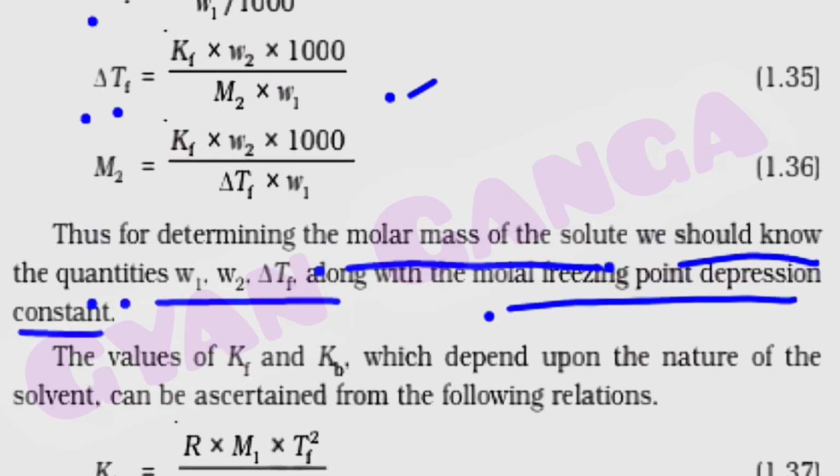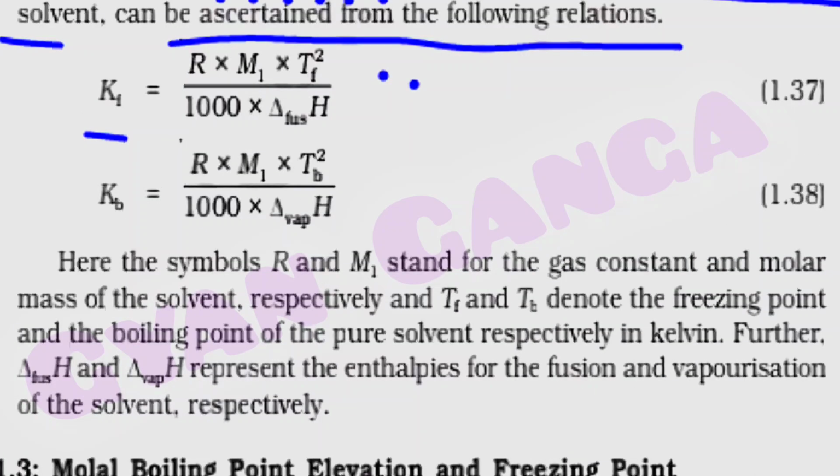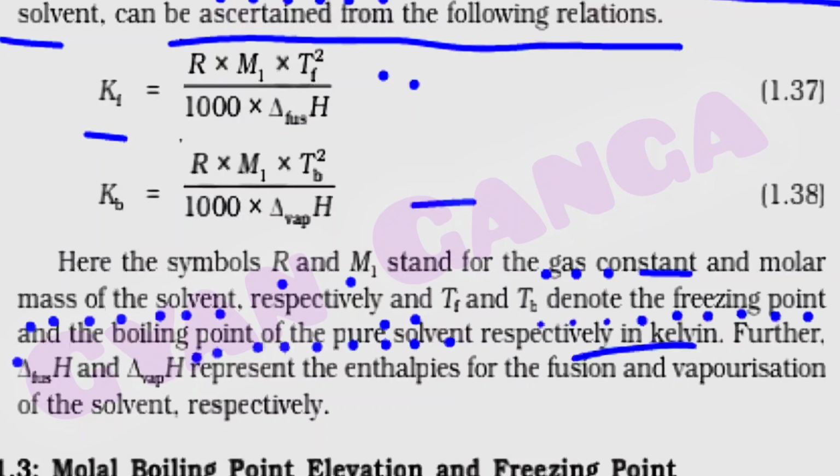The values of Kf and Kb, which depend upon the nature of the solvent, can be ascertained from the following relations. Kf = R × M1 × Tf² / (1000 × ΔfusH). Kb = R × M1 × Tb² / (1000 × ΔvapH). Here, the symbols R and M1 stand for gas constant and molar mass of solvent, respectively, and Tf and Tb denote the freezing point and boiling point of the pure solvent, respectively, in Kelvin. Further, ΔfusH and ΔvapH represent enthalpy of fusion and vaporization of the solvent, respectively.